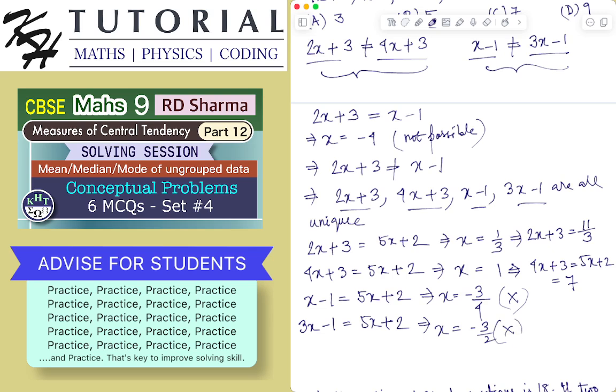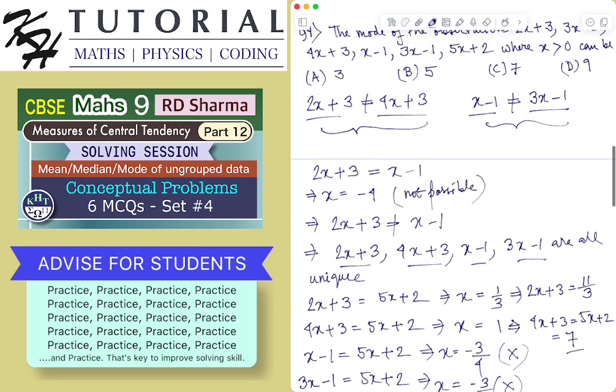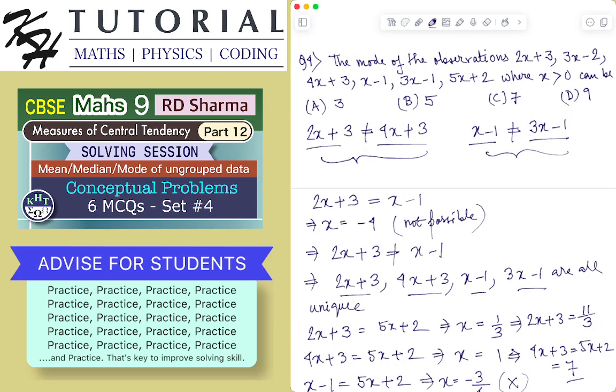Not possible. So clearly we can see that when x equals 1, we are having two observations, that is 4x plus 3 and 5x plus 2, they become equal to 7. So we will have two occurrences of 7. So 7 is the choice. C is the correct choice. 7 can be the mode. That is, when x is equal to 1, we will have two occurrences of the value 7.